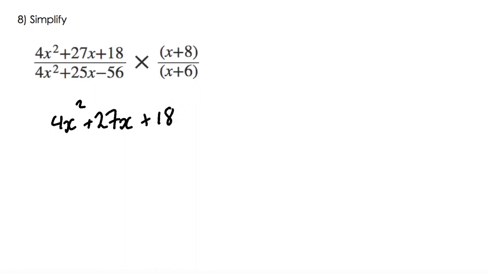To factorise this quadratic, we're going to be taking the a coefficient, in this case 4, and multiply it by 18. So 4 times 18 is 72. Now we need to find two numbers that when you multiply together gives us 72, but also adds up to 27, which is the b coefficient. Well, it is 24 and 3. So 24 times 3 gives us 72. 24 plus 3 gives us 27.